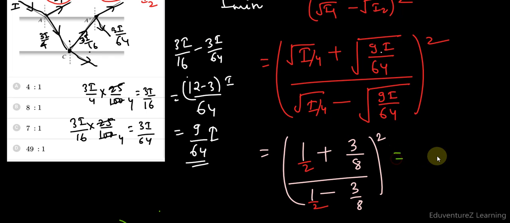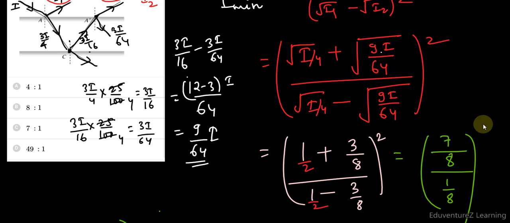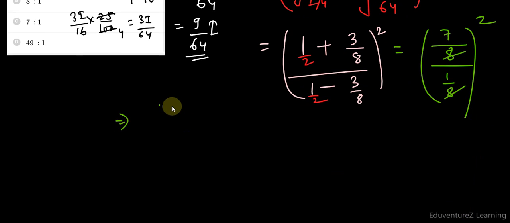Now next, we are taking LCM. 4 plus 3, 7 upon 8, and 4 minus 3, 1 upon 8. So square. So 8 is cancelled out, so it is 49 upon 1. So the ratio of the maximum upon minimum intensity is 49 upon 1.